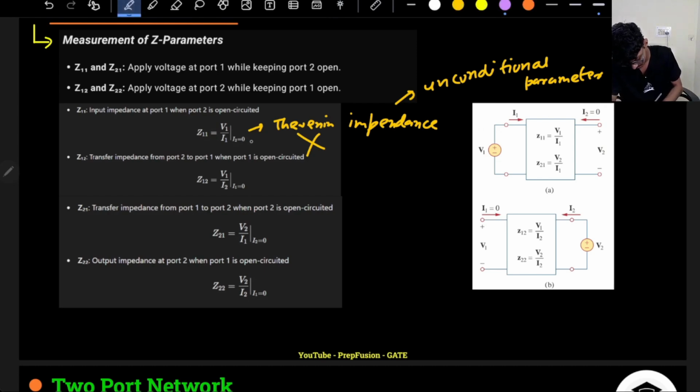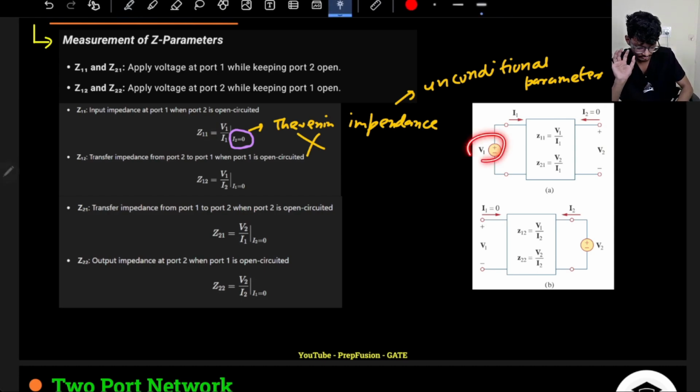So you have to anyhow make the current in port 2 equal to 0. Then only the ratio between the input voltage and the input current will give you Z11. Sometimes you assume that I have given some input voltage and I am measuring the current, so voltage upon current is the Thevenin impedance that we are used to. No, this is not the Thevenin impedance. This is Z11, the input impedance when the output port, port 2, is open circuited. Keep this in mind.